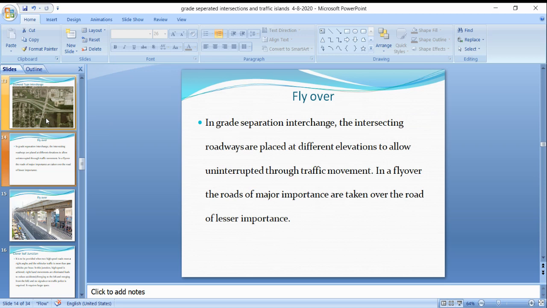Next comes the flyover. In grade separation interchange, the intersecting roadways are placed at different elevations to allow uninterrupted traffic movement. So the level difference will be there. In a flyover, the roads of major importance are taken over the road of lesser importance.